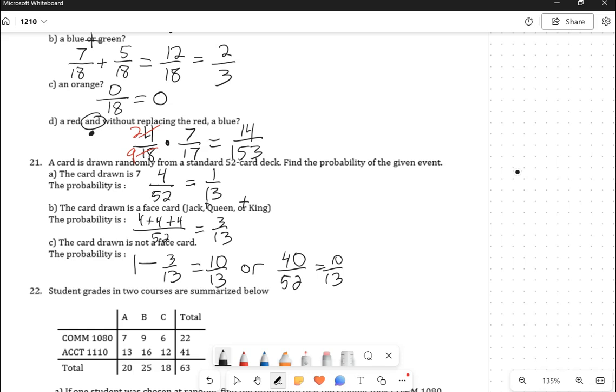So ace through 10, 10 of them. 10 hearts, 10 spades, 10 clubs, 10 diamonds. There's 40 total that are not face cards. So you have a choice there. The not probability rule is 1 minus. Is a nice rule to know. But that's that.